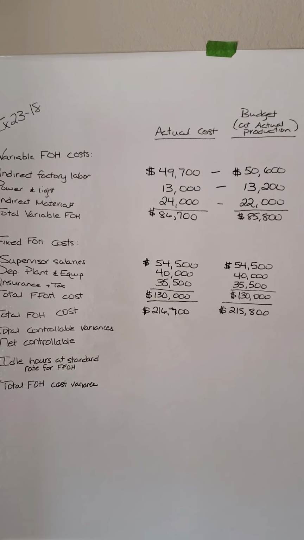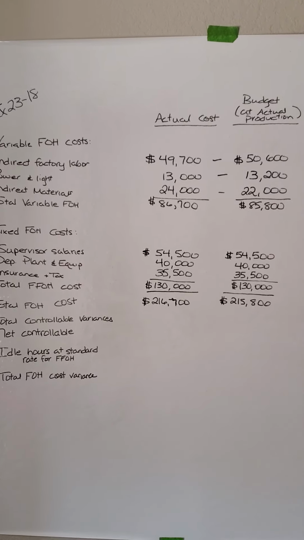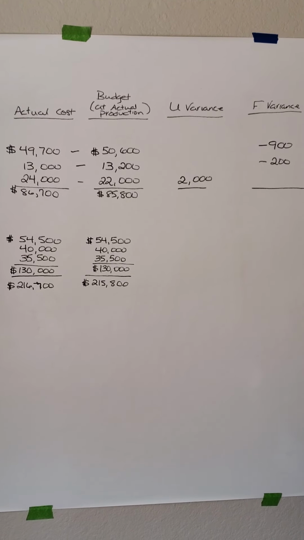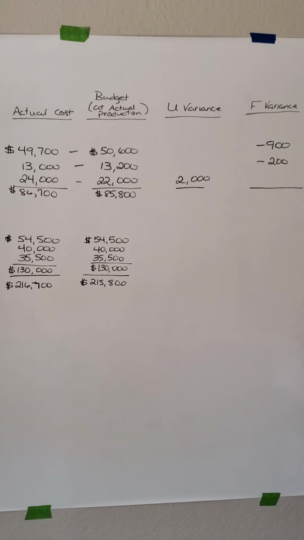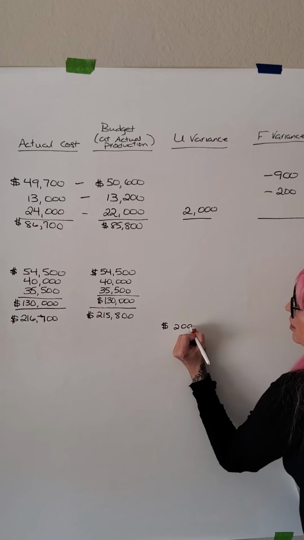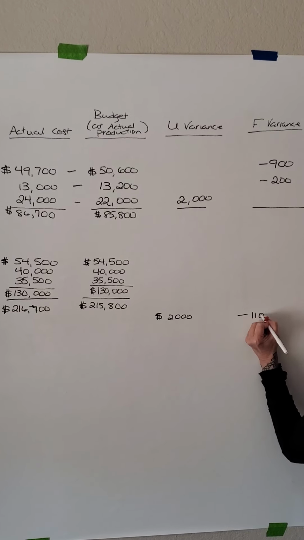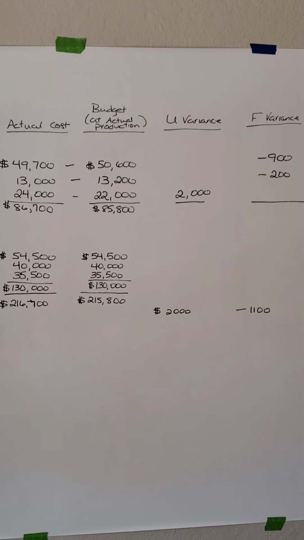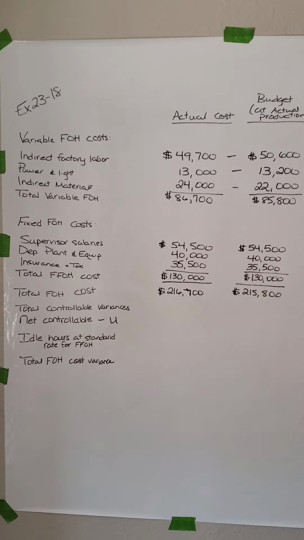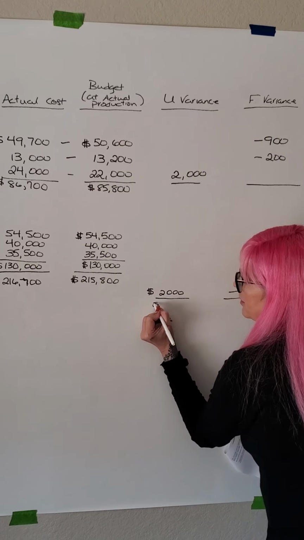So the next thing it asks us to calculate or to bring down are our total controllable variances. Remember that variable variances are the only ones that we have any control over, because fixed factory overhead and other fixed costs, those are longer term costs, so we can't make changes to that in the short run. So I'm going to bring down my $2,000 unfavorable variance and my $1,100 favorable variance. So it's a net controllable variance. It's going to be an unfavorable variance. So our net controllable variance is going to be $900. So that's what goes there.